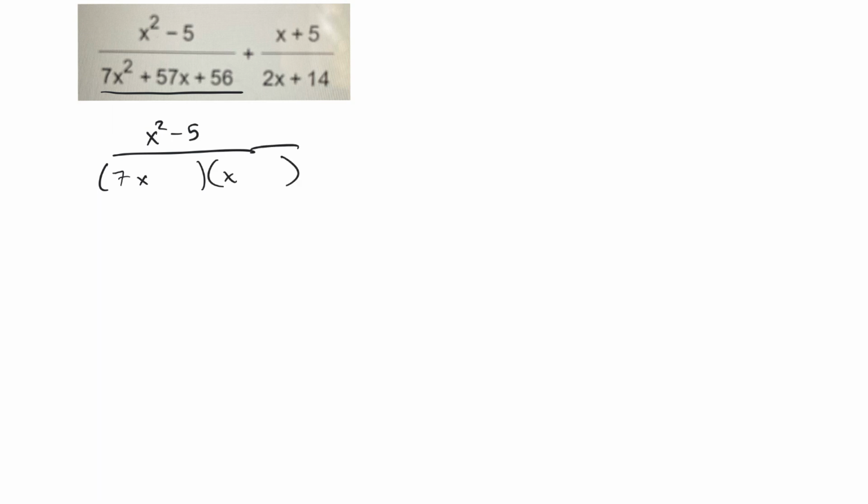And then 56. Maybe a 7 here and an 8 there. I'm just guessing and checking. Be 49 plus 8. Yeah, that's right. Okay. Plus x plus 5 over 2 times x plus 7.